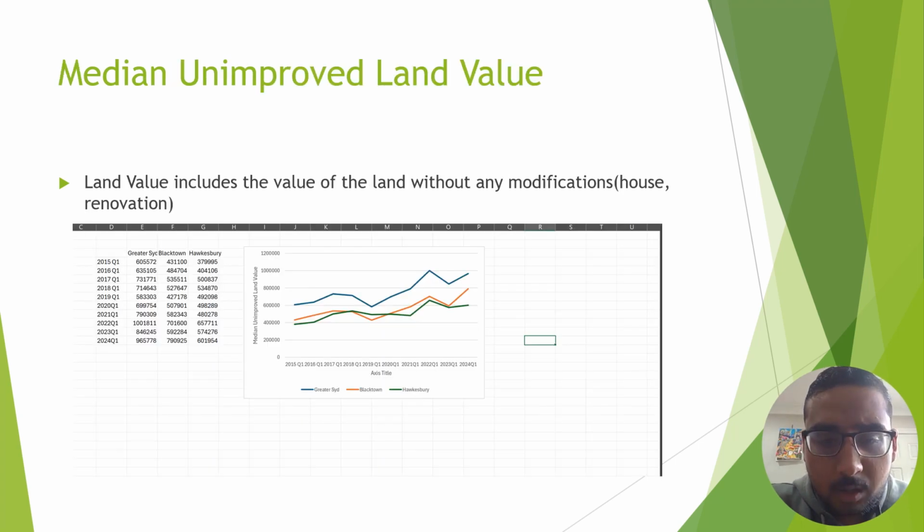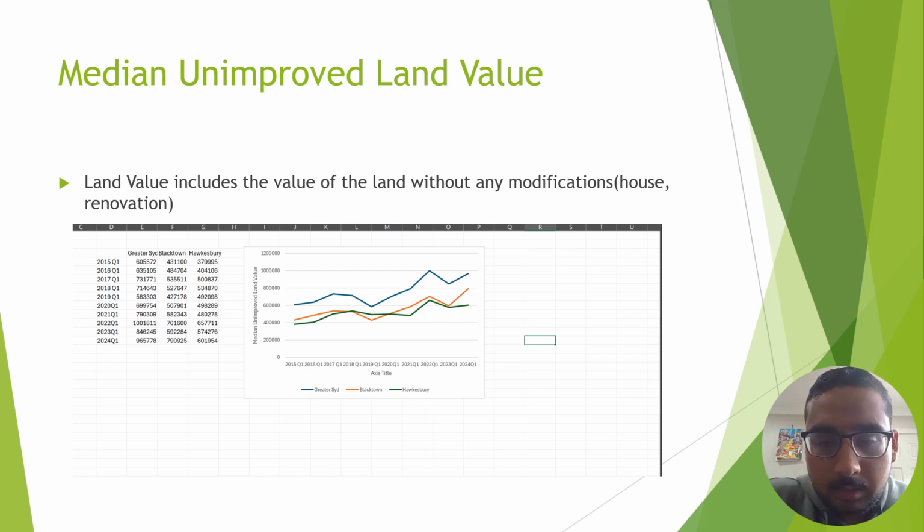And now we look at the median unimproved land value. To analyze the situation, we go into both the positives and negatives of housing prices. One of the positives of housing prices is that for an investor, it really helps in making a profit if they have invested in a property at the right time. So here in this graph, I have compared the median unimproved land values. Land values are basically the value of the land without any modifications, not considering the house.